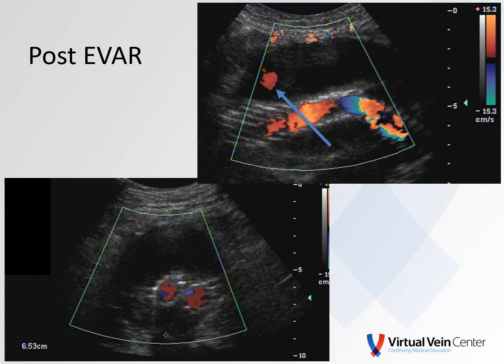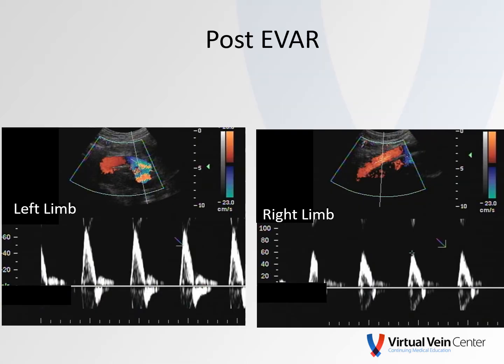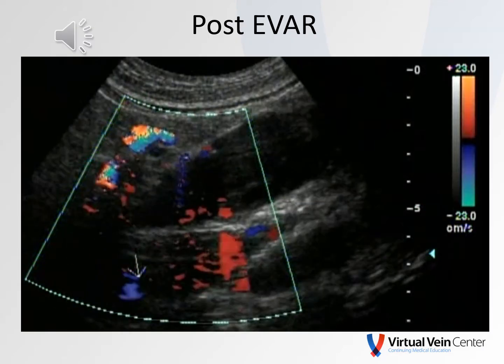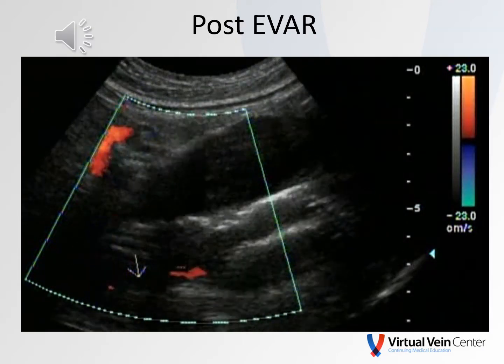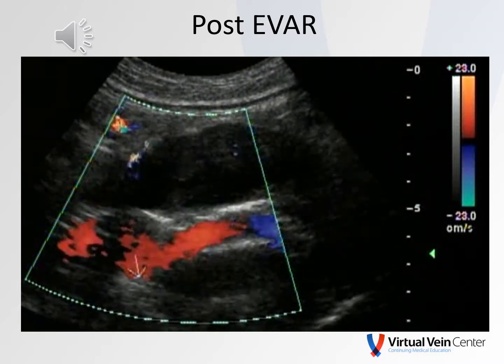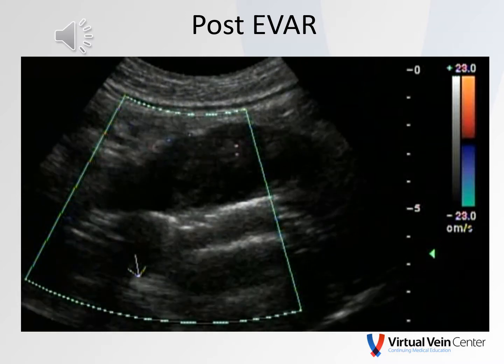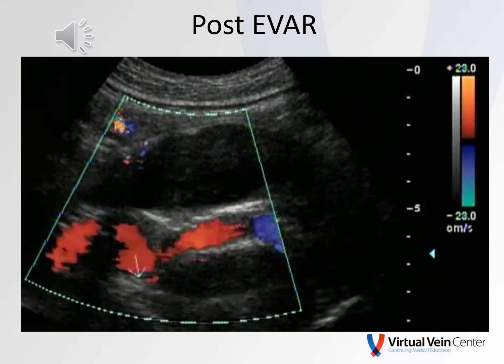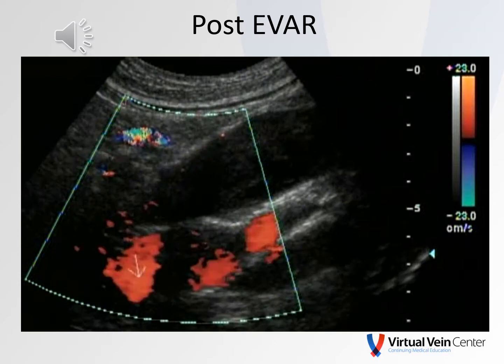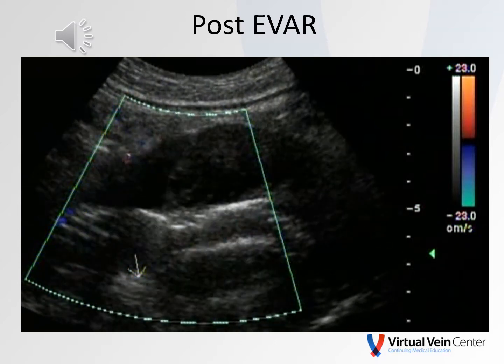Kind of suspicious. So here's a spectral analysis from both the left and the right limb of the graft. Normal multiphasic waveform, so obviously this graft is widely patent, delivering normal blood flow pattern to both legs. So here we're looking at a longitudinal image of the aorta. We can see the graft in the middle, a little bit of artifact. This is not atypical in abdominal applications. We can see a little flash of color, but nothing too convincing with regards to an endoleak.